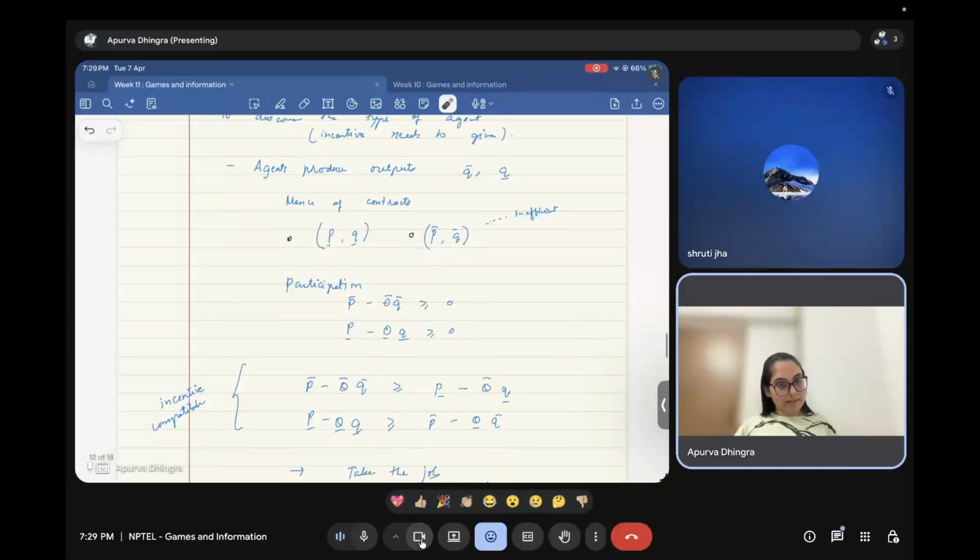But if the contract itself is designed in such a way that, by knowing that he's actually inefficient, this is what he would really be getting. If this is to be considered, then the only thing is this should be higher than this. If that happens, then even the inefficient player would prefer just choosing this contract itself, which is what we want them to choose. So in a way they reveal their true type.